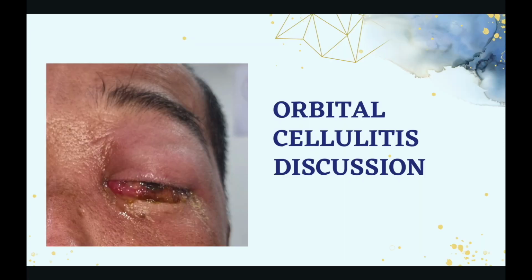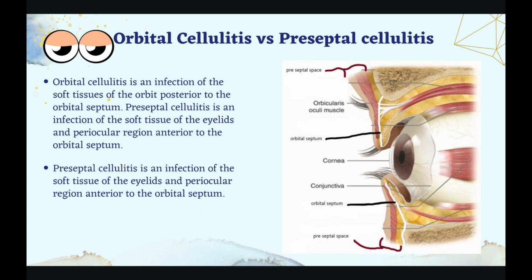At this moment, let us discuss orbital cellulitis. Orbital cellulitis and preseptal cellulitis are the major infections of the ocular adnexal and orbital tissues. Orbital cellulitis is an infection of the soft tissues of the orbit posterior to the orbital septum, and preseptal cellulitis is an infection of the soft tissue of the eyelids and preocular region anterior to the septum. Orbital cellulitis and preseptal cellulitis can sometimes be a continuum.